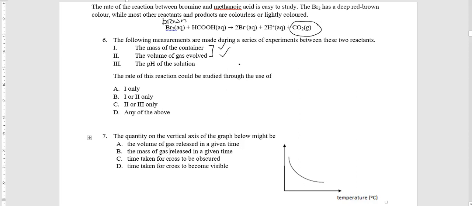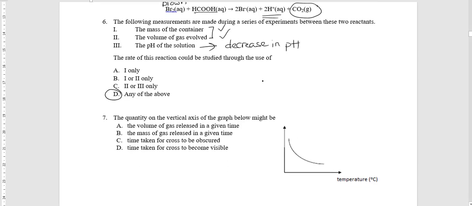So I can measure the change in mass of the container, and I can measure the change in volume of gas evolved. Now, you can also measure a change in pH if there is a change in the concentration of H plus ions. I think what's happening here is you're converting this acid into H plus, so there should be a decrease in pH over time because more H plus is being produced from the reactants. So I would say any of the above is the correct answer. Any of these would allow you to assess the rate of the reaction.